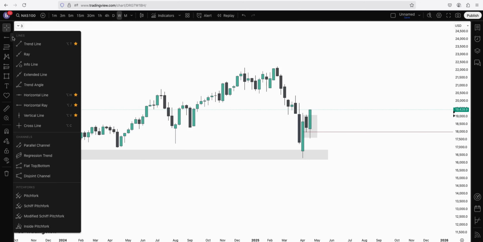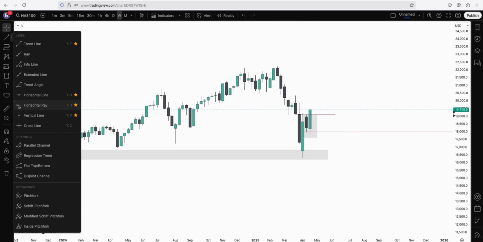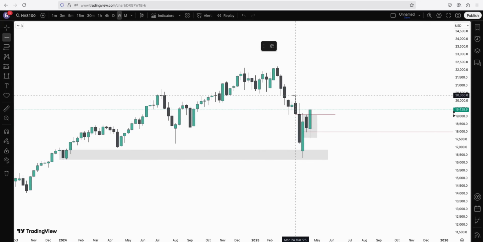We can also mark out the body of this candle like this. You can see the two of them almost match, because if this candle was just one candle, it closed above there, so it's also an order block. Then we can be looking at these targets here.